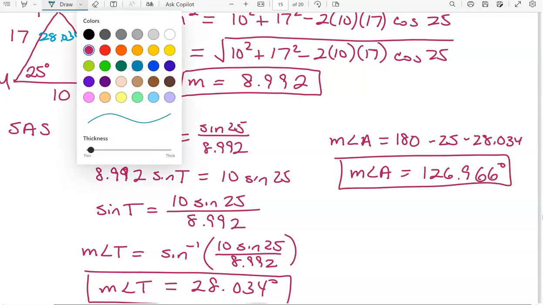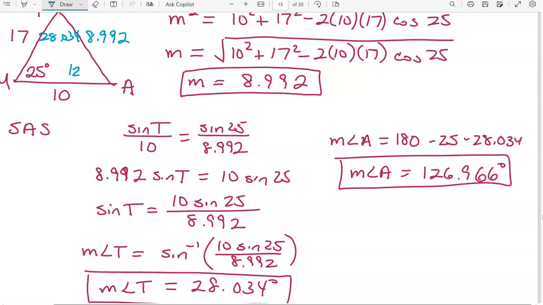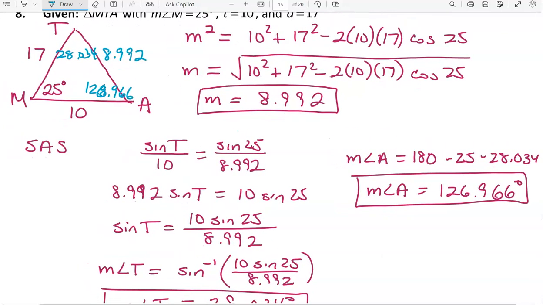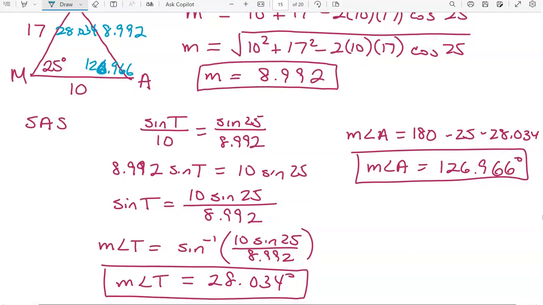I'm going to take some time and put that in my diagram, 126.966, and then investigate my answer for reasonableness. Our largest angle, the obtuse one that we just found, is opposite the largest side, and our smallest angle, 25 degrees, is opposite the smallest side, 8.992. This answer seems reasonable.